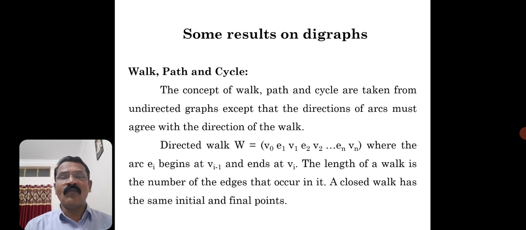The length of the walk will be the number of edges that occur in it. A closed walk has the same initial and final points, or you can say initial and terminal points. So that will be a closed walk. These are the ideas we have already discussed in the previous session, so without wasting much more time, directly we will move on to the results.